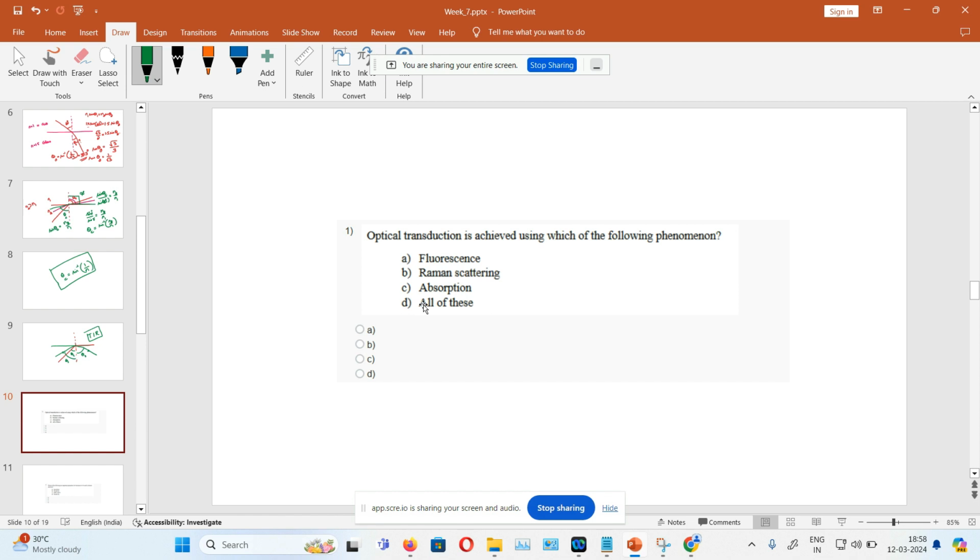So you can see that optical transduction is achieved using each of the following phenomena. Fluorescence is correct, Raman scattering is correct, and absorption is also correct. Since all are correct, your option would be D, which is all of the above. If you have any doubt, just think about that.